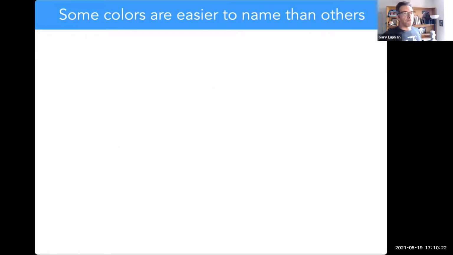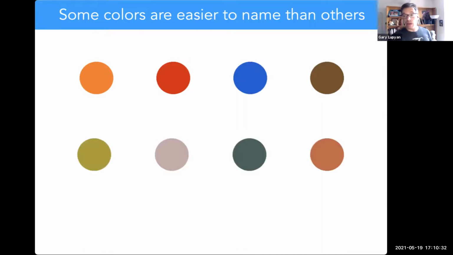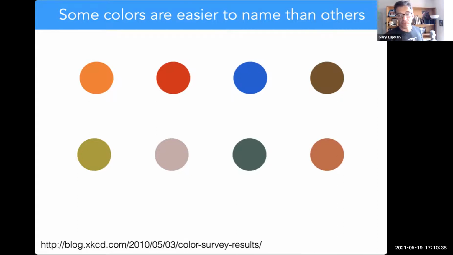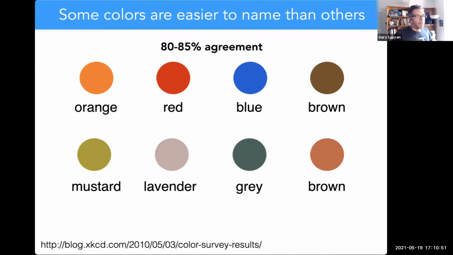So here is a little set of experiments. Here are a set of colors that in English are very nameable: orange, red, blue, brown. These colors are much less nameable. In a free naming task, about 80 to 85% of people just use these bare words. They could say anything at all. This is about as nameable as you get. For these ones, there's no agreement. This is clearly not gray, but it happens to be the modally produced color, by very few people.